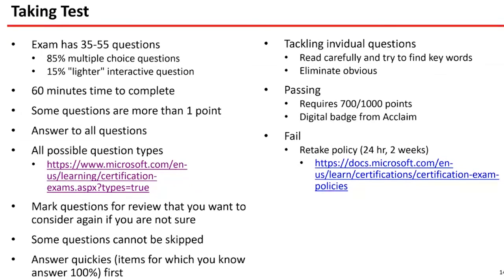And it doesn't matter whether you have 700 points or 1000 points, you still get the certification badge. You will be certified after this one. The only thing that matters is that you have 700 points, and you will get a great digital badge from Acclaim, and you can share it on Instagram or LinkedIn or wherever.